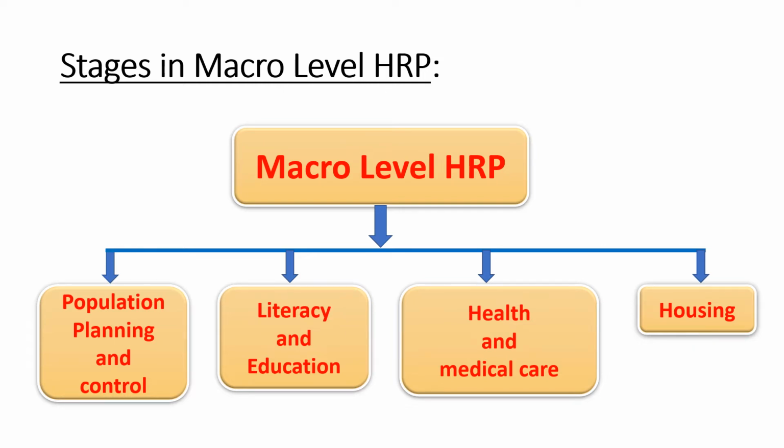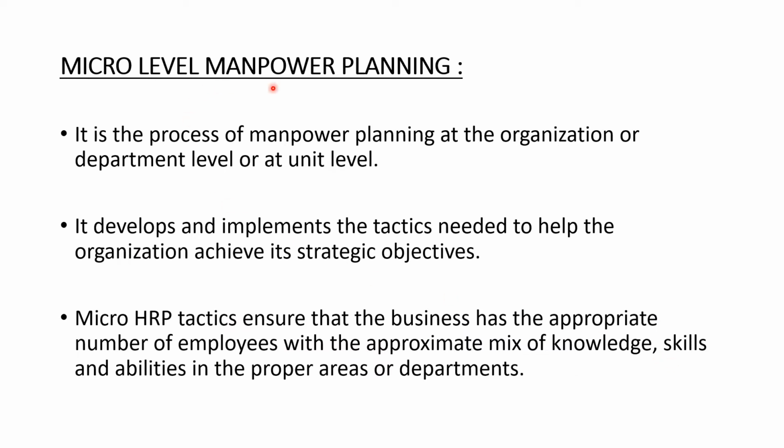Then coming to the next, that is micro level manpower planning. This is the process of manpower planning at the organization, department or unit level. Micro means a smaller thing, so that means department level or unit level. Micro level planning is mainly seen in organizations. It develops and implements the tactics needed to help the organization achieve its strategic objectives. Micro HRP tactics ensure that the business has the appropriate number of employees with the appropriate mix of knowledge, skills, and abilities in the proper areas or departments.